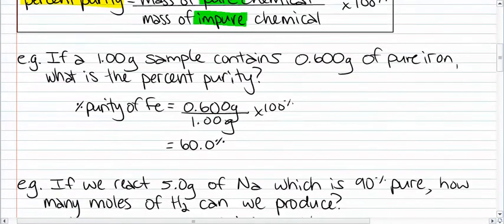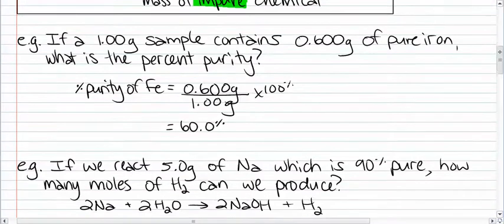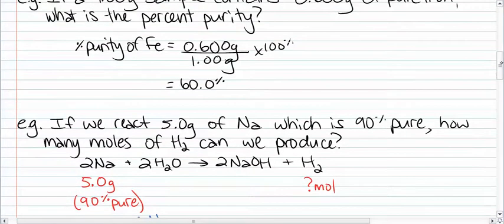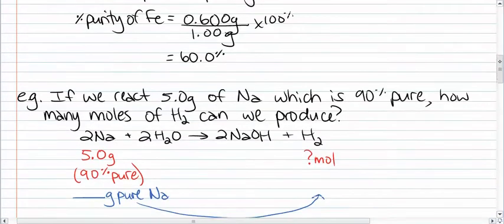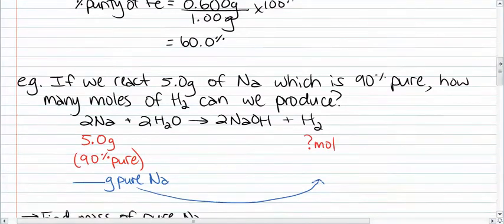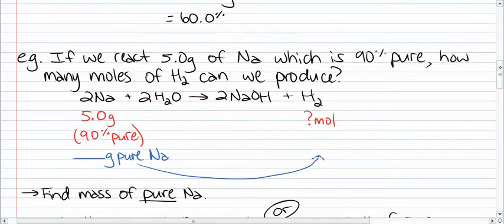If we react 5.0 grams of sodium, which is 90% pure, how many moles of H2 can we produce? So here's the balanced equation. And what it's saying is if we start with 5 grams of sodium, and that sodium is 90% pure, how many moles of H2 could be produced? So to be able to do this mass-mole-Stoich calculation, we need to know what our mass of pure sodium is, the amount that will actually participate in the reaction. So to do this, we need to find the mass of pure sodium.